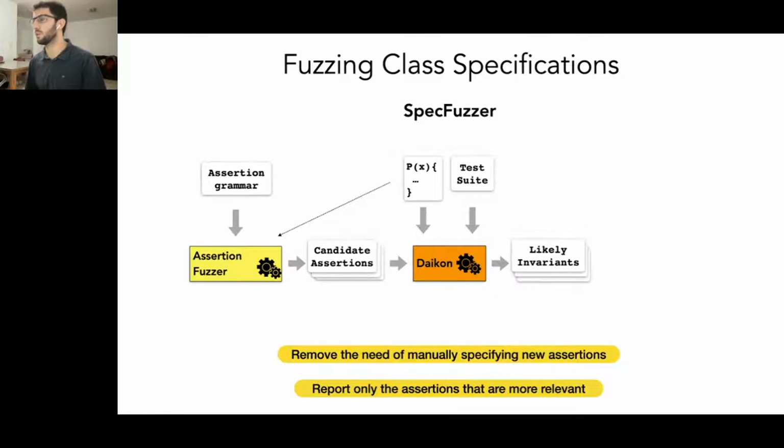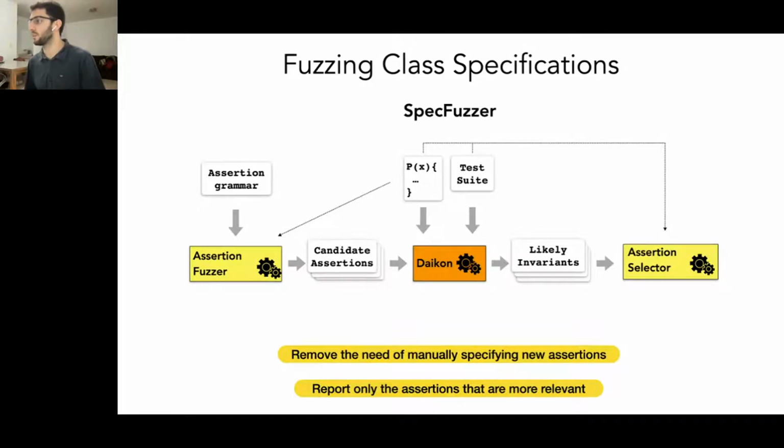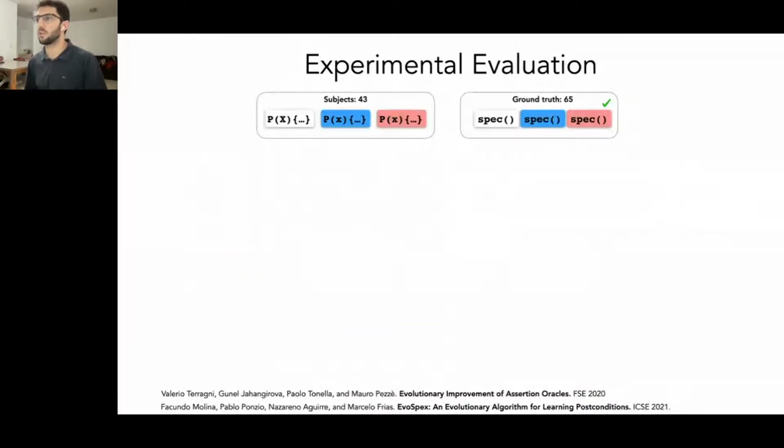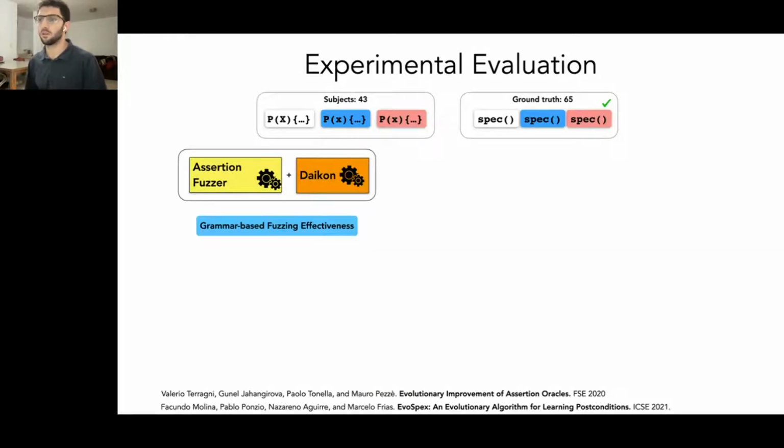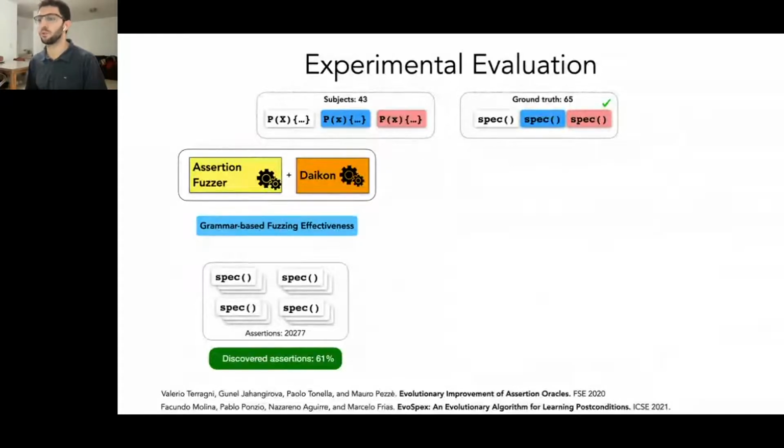And then with the goal of only reporting the assertions that are more relevant, we implemented a mutation-based selector that discards the redundant and irrelevant assertions and reports the most relevant ones. To evaluate our technique, we took 43 subjects from the literature, and then we incorporated ground truth assertions for each one of these subjects. And then first, we evaluated the effectiveness of grammar-based fuzzing at generating relevant assertions. And in this case, we were able to report more than 20,000 assertions while discovering 61% of the assertions present in the ground truth.